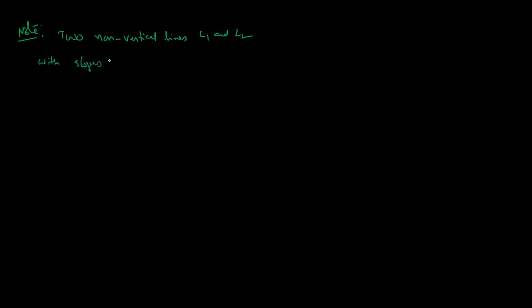Okay. Next one. Note, write down, note all of you. What is the note here? Two non-vertical lines, L1 and L2, are given with slopes M1 and M2 respectively. If L1 is parallel to L2, then what can you say? Then their slopes are equal.